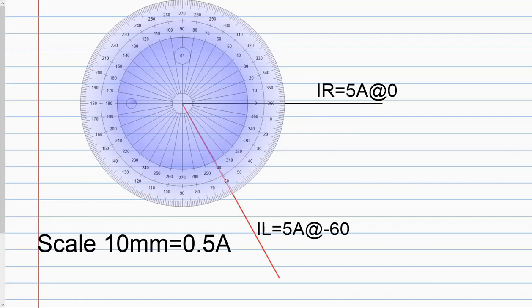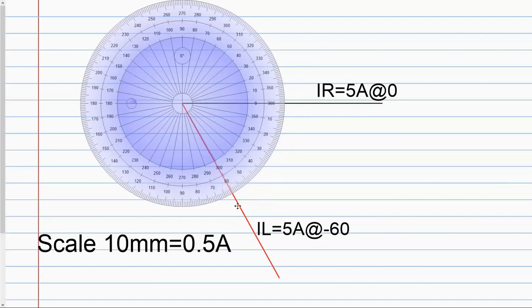Now we draw the inductive branch current in, and that's lagging the reference by 60 degrees, so we draw it 60 degrees in the negative quadrant. You can see the angle here, 60 degrees, and based on the same scale, 10 millimeters, we've drawn it 5 amps in length. It's exactly the same length as the resistive current, and there's the 60 degrees between the two.